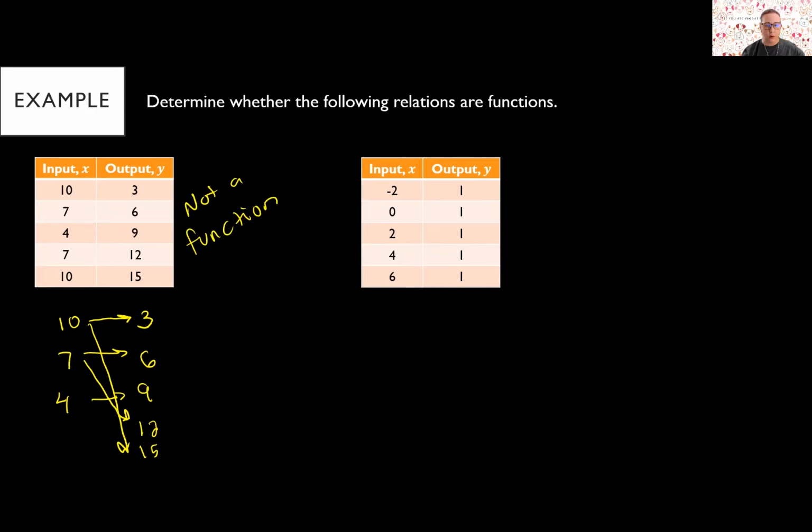How about the second one? So we've got -2, 0, 2, 4, and 6, and then 1, 1, 1, 1, 1. So is that a function or why not? I would say it has potential to be a function because they all only have one output. Even though they're all the same output, it's still only one output.